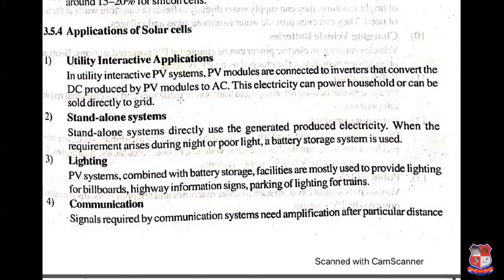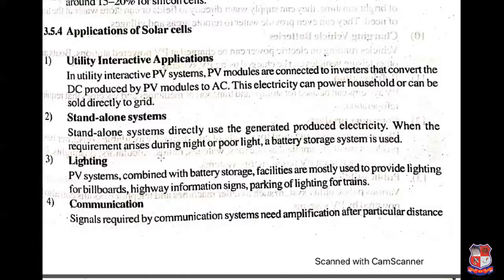In utility interactive PV systems, photovoltaic modules are connected to inverters that convert the DC produced by PV modules to AC. This electricity can power households or can be sold directly to the grid. Second application, stand-alone system. Stand-alone systems directly use the produced electricity, and when the requirement arises during night or poor light, a battery storage system is used.